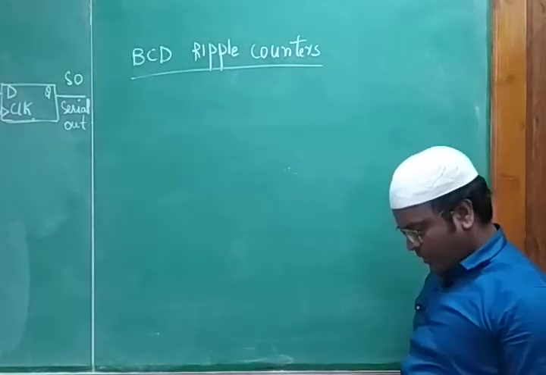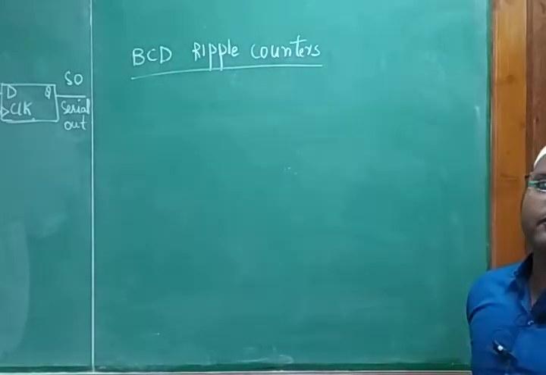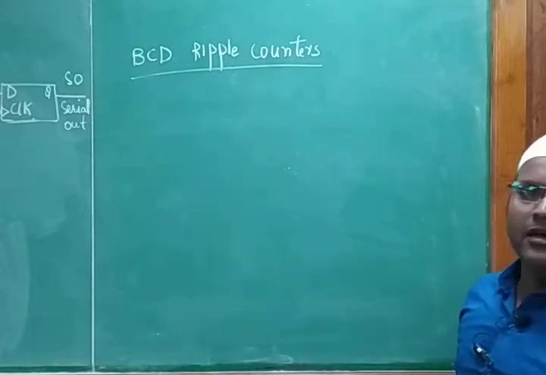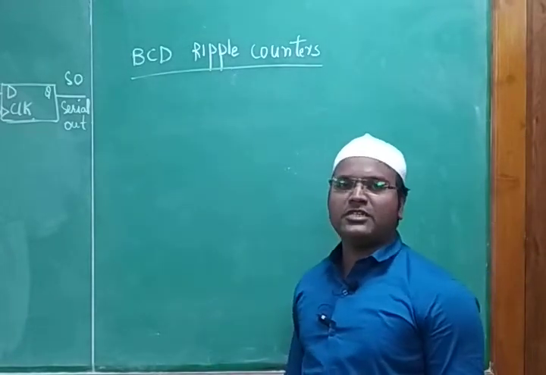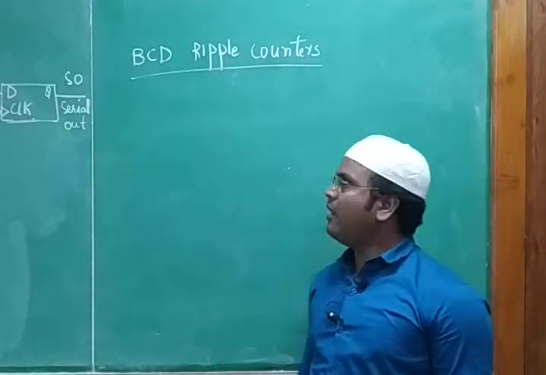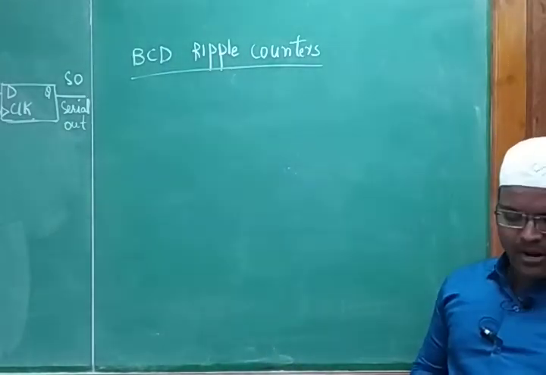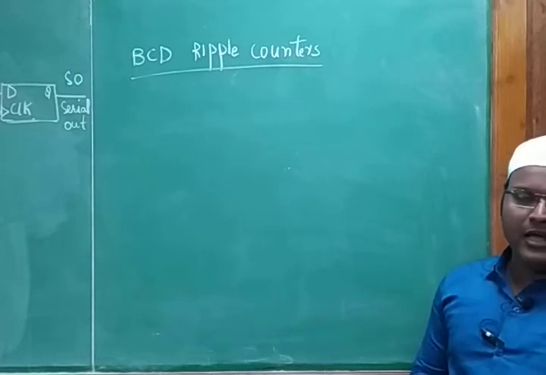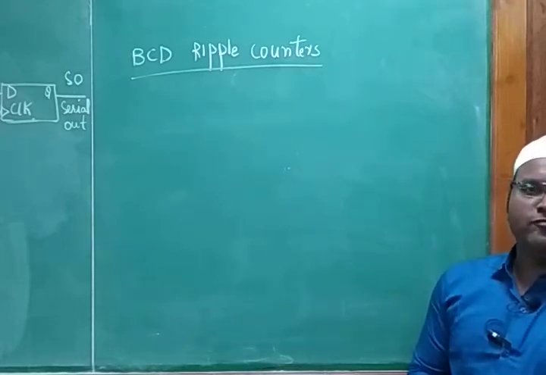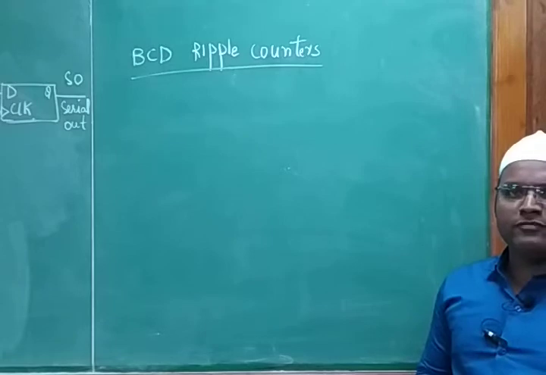So basically what synchronous means is the clock pulse is given commonly, and the inputs, whatever we just saw using the D flip-flop 4-bit register, that is the synchronous one. Then what is a BCD ripple counter? If I want to design this BCD ripple counter, I'll take the example of what we have taken just now. We have taken 4 flip-flops, right?